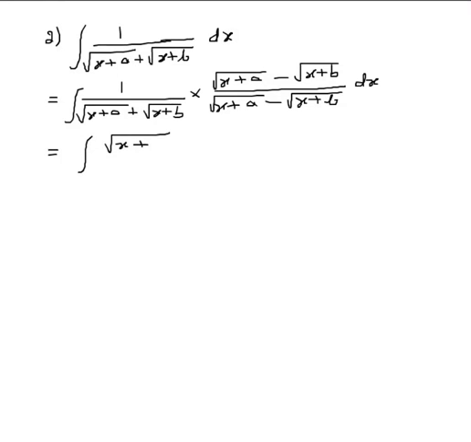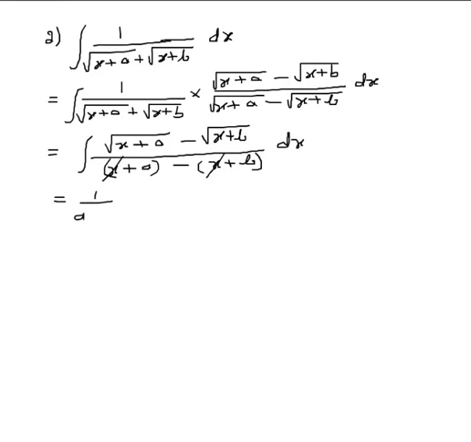The numerator is root of x plus a minus root of x plus b divided by the denominator is of the form a plus b into a minus b. It becomes a square minus b square. x could be cancelled, and a minus b we have in the denominator, which is a constant. It can be taken outside. And root of x plus a can be written as x plus a whole power half. Similarly, the second term can be written as x plus b whole power half into dx.